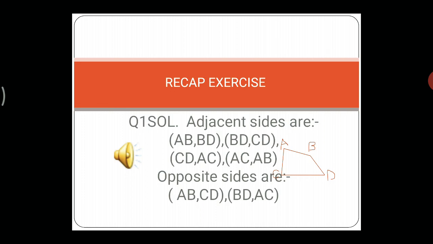Dear students, if you remember, adjacent sides are those sides which share a common vertex. Here, if AB and BD are two lines, they share a common vertex B, then AB and BD are adjacent sides. Similarly, BD and CD are adjacent sides because D is the common vertex. Here, AC and CD are adjacent sides because C is the common vertex. And finally, AB and AC are adjacent sides because they share a common vertex A.